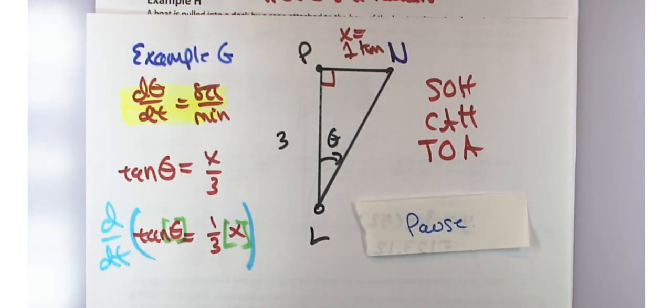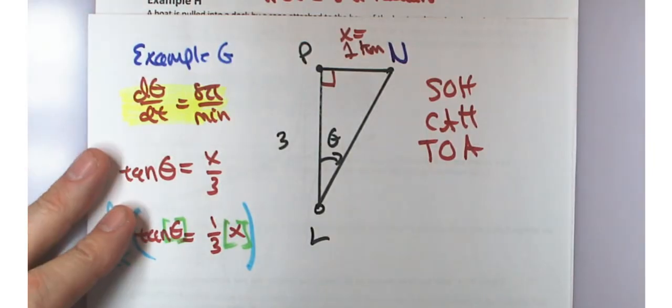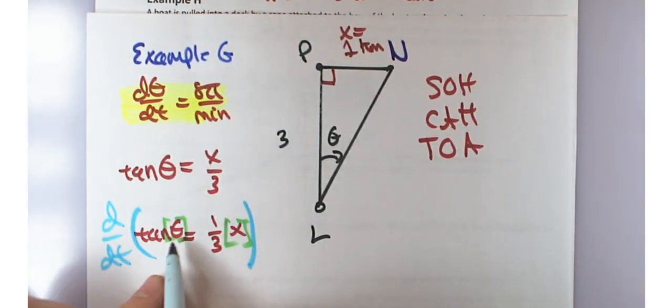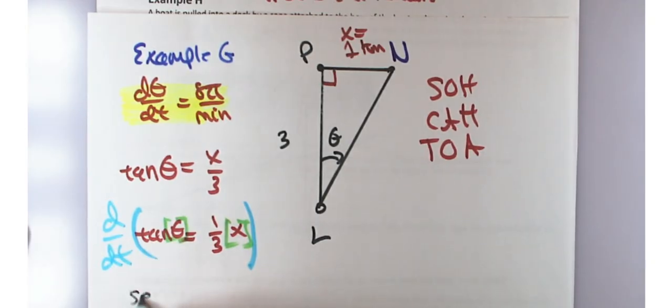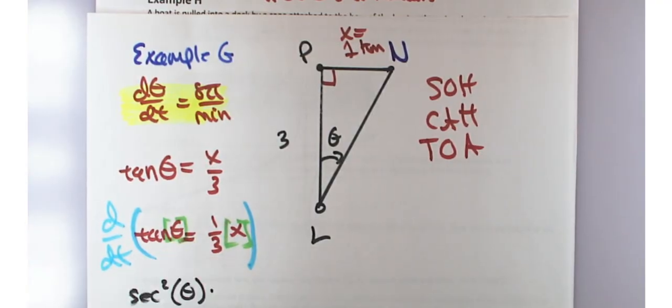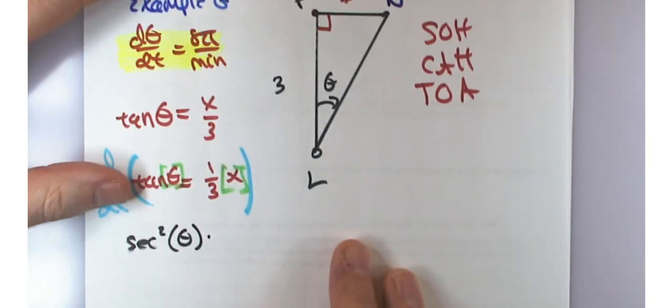A few people are scratching their heads about the derivative of tangent. Somebody help out. What's the derivative of tangent? Secant squared. There you go. So it's going to be the derivative of the outside, which you just gave me, secant squared of theta, times the derivative of the inside. So you have to use the chain rule here. What's the derivative of the inside?